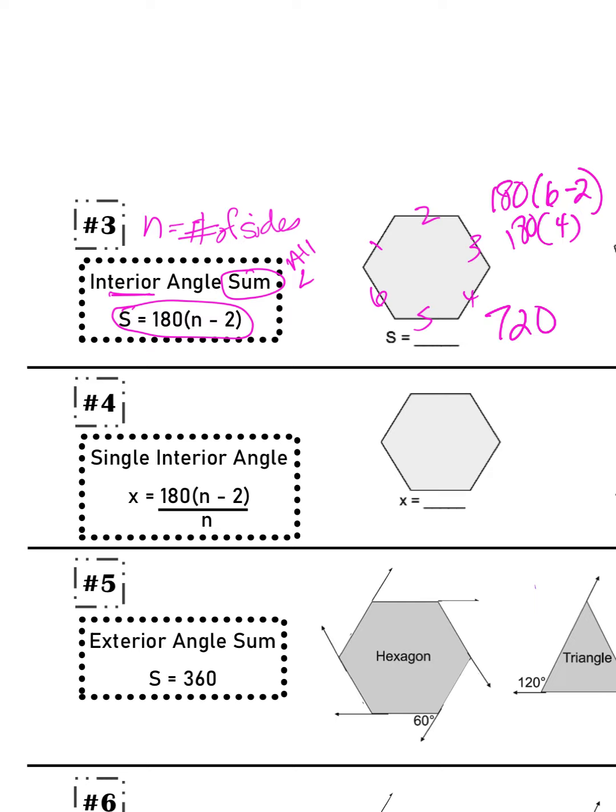Now, if you remember back to us doing this just a second ago, this is 180, 180, 180, 180. So how many 180s do you have? 1, 2, 3, 4. And so that is how we came up with it. It's the same thing, but slightly different.